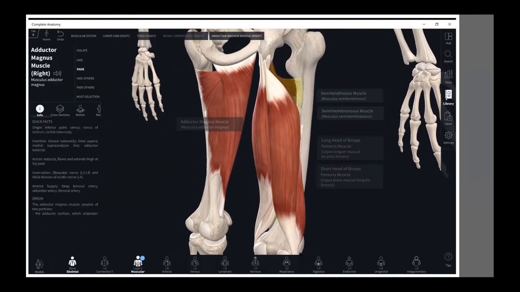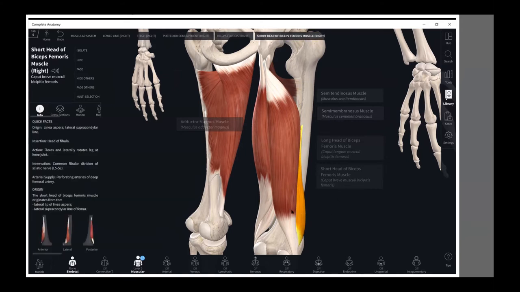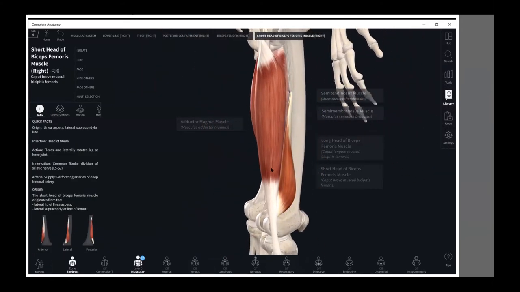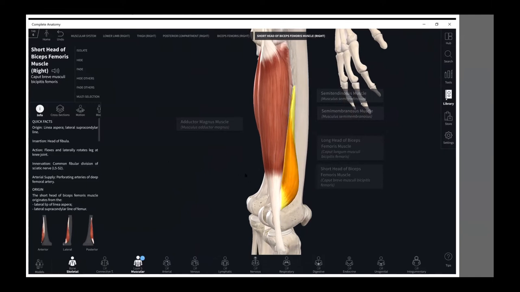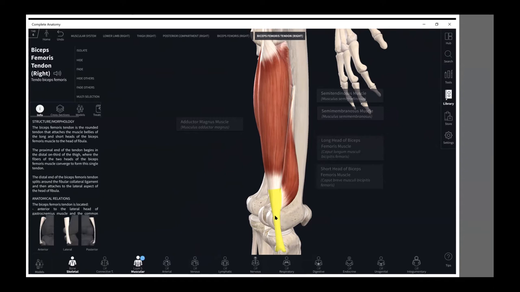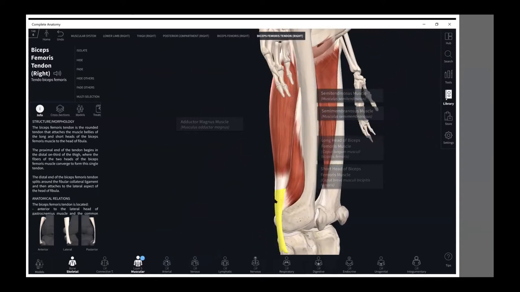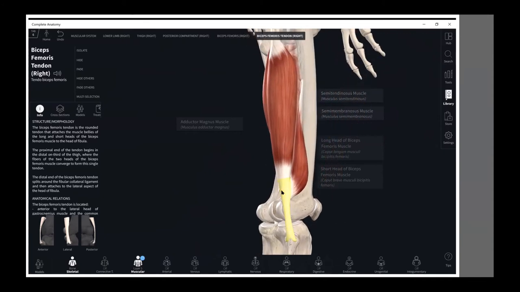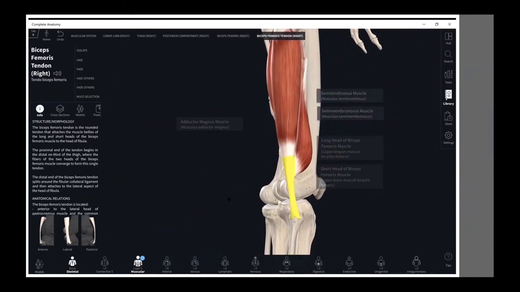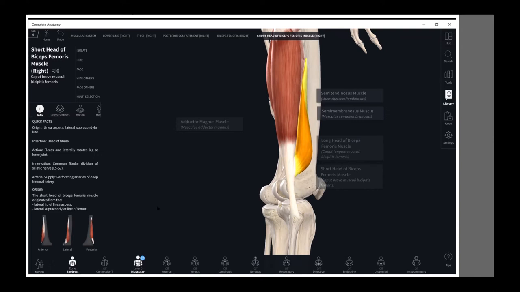Actually, before that, we also want to look at the short head of the biceps femoris. The origin is the linea aspera and the lateral supracondylar line. And then its insertion is into the head of the fibula as well via the tendon. So it has an actual attachment onto the biceps femoris tendon as it travels via that tendon down to the head of the fibula. Its action is going to be flexing and laterally rotating the leg at the knee joint. And its innervation is the common fibular division of the sciatic nerve, L5, S1, S2.